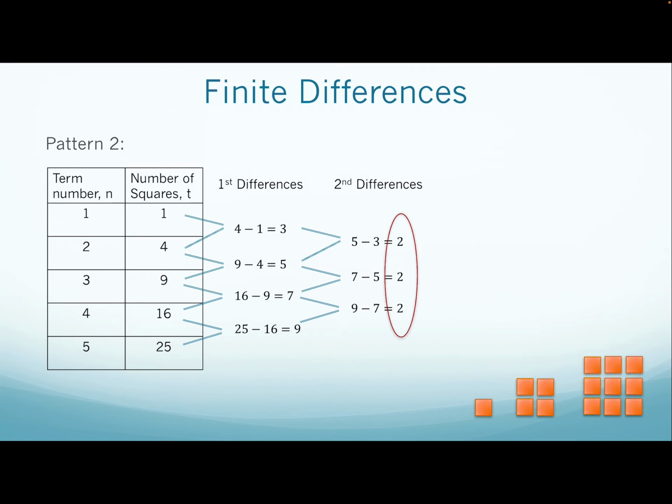So whenever the second differences are constant, it means we have a quadratic function, which is a nonlinear relationship. If I were to try to come up with the equation for this, I would say the number of squares, t, is equal to the term number squared. So for the first term, it's 1 squared. Second term, 2 squared. Third, 3 squared. You guys get the idea.